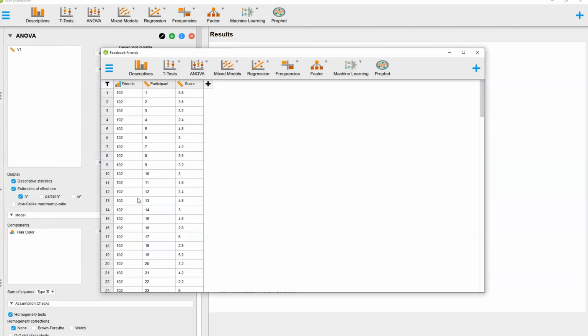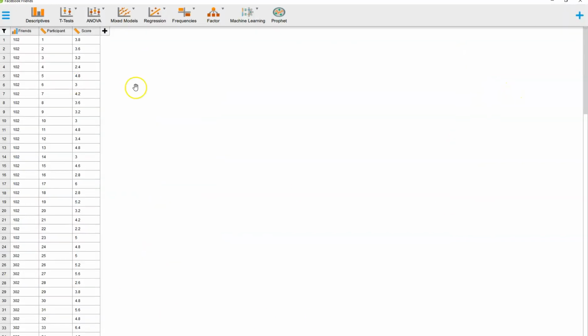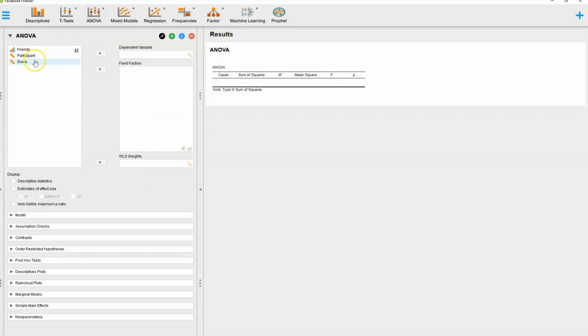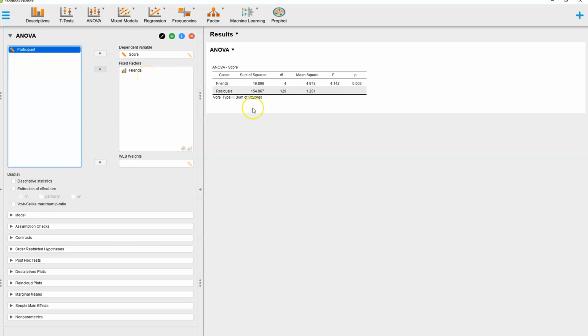This is a review of some scores. It's an arbitrary score based on the number of friends that they have, a range of friends, and this is each of the participants. The only reason I'm bringing this up is because when we pop this into Anova, going back to classical Anova, our score is going to be our dependent variable, and we group these through friends. It's going to give us a set of information: sum of squares, degrees of freedom, the mean squares. The F statistic is 4.142 and the p-value is 0.003.